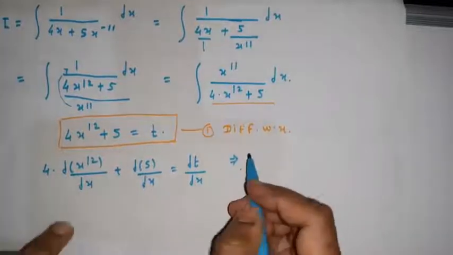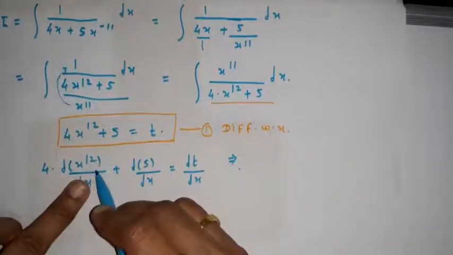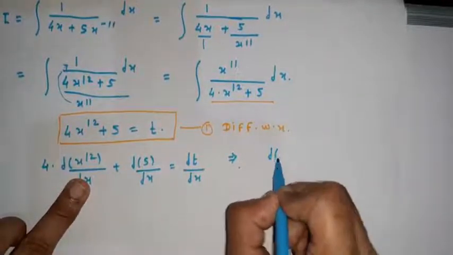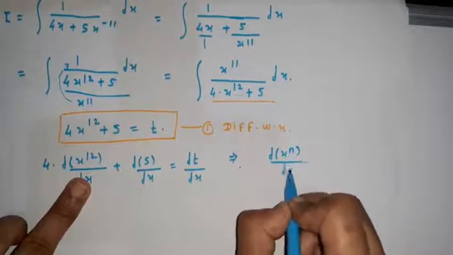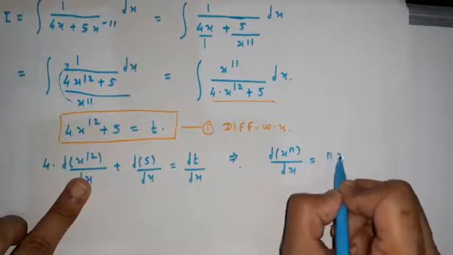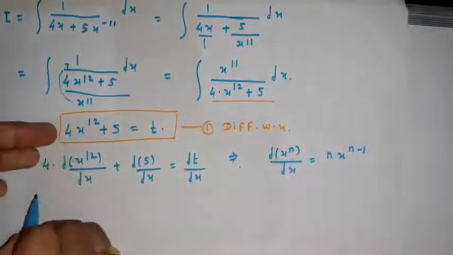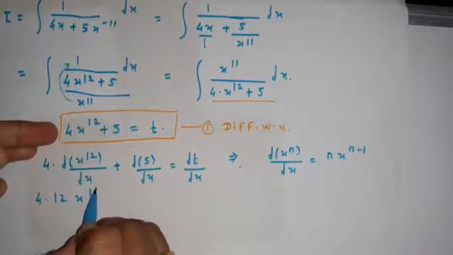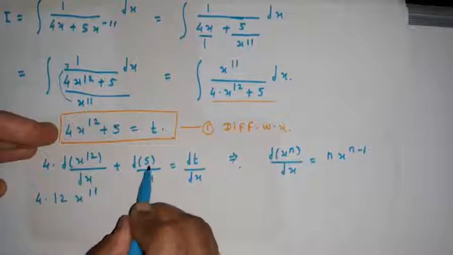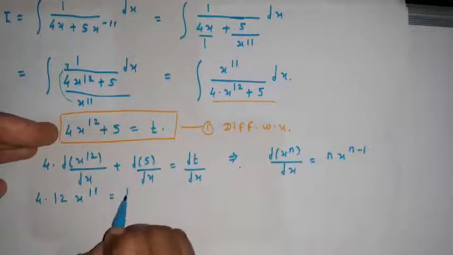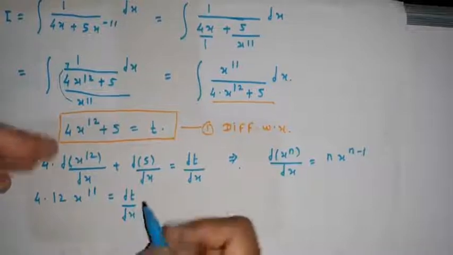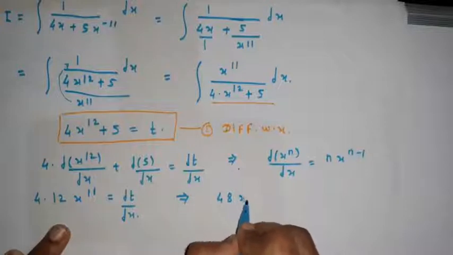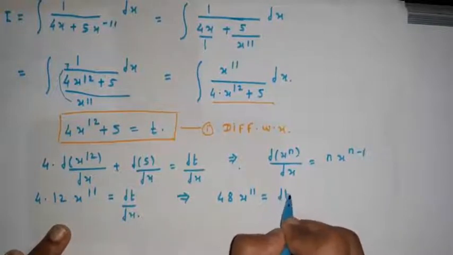And now we will get differentiation of x raised to 12 by the formula. Differentiation of x raised to n is n into x raised to n minus 1. So here 4 into 12, x raised to n minus 1, 12 minus 1 is 11, and plus differentiation of 5 is 0, and this is dt by dx. Okay students, and hence now we have 48 x raised to 11 equal to dt by dx.